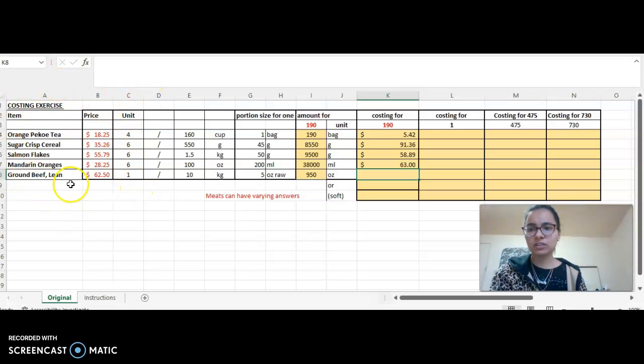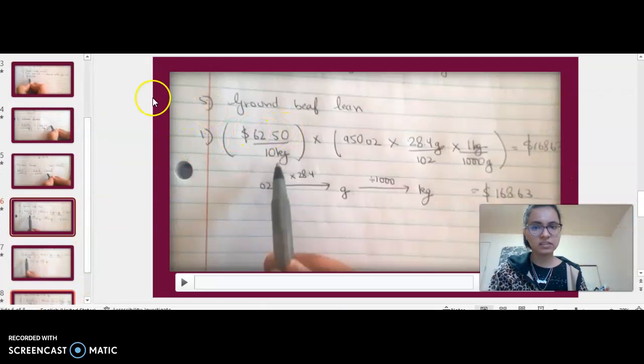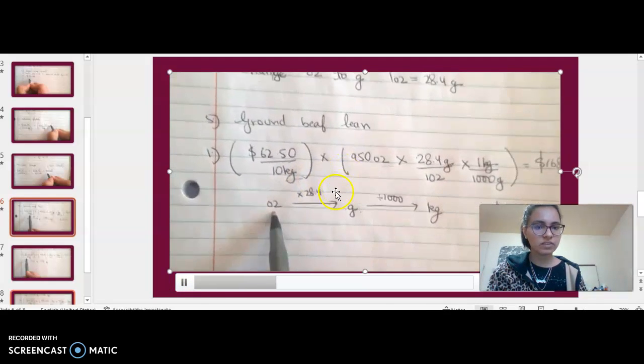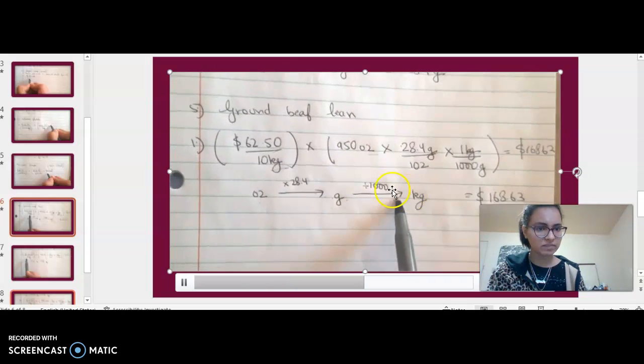And similarly, we need to calculate the cost for 190 people for beef. So we'll just do it this way. There are 3 ways to calculate the price for meat, so we will just see this. We can also calculate by, see, we have kilograms, so we can convert into ounces and then into grams and then into kilograms. We can do this.